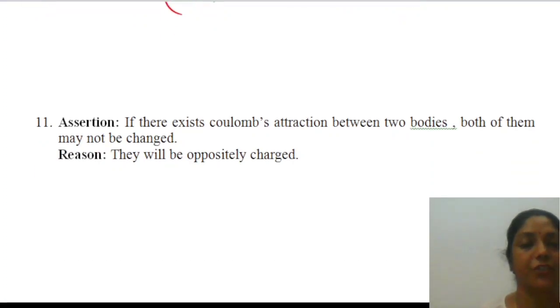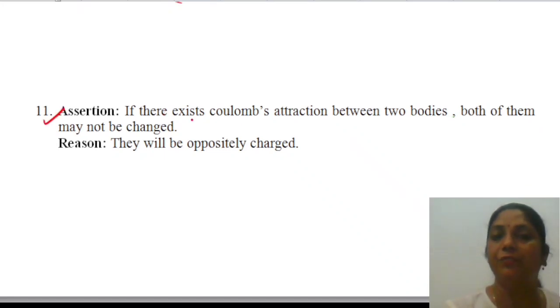Here, in this question, it is given that the assertion is: if there exists Coulomb's attraction between two bodies, both of them may not be charged. They may be charged or not charged. Is this statement true or false? This statement is true. They will be oppositely charged. If there is a force of attraction between two bodies, they must be oppositely charged, right? And this statement is also true.